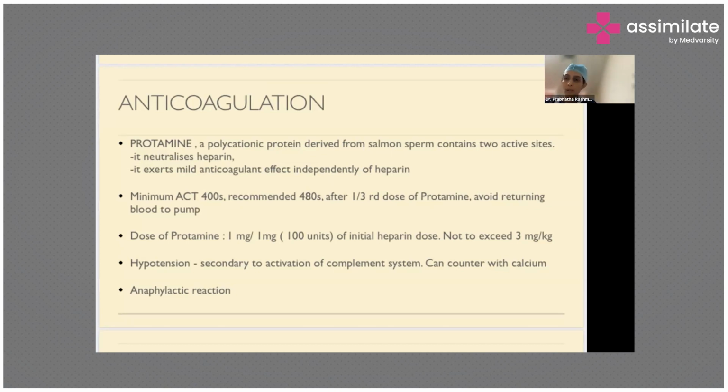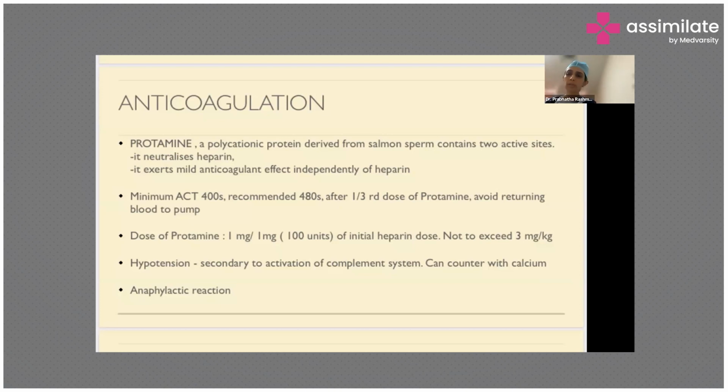So next, coming to hypotension, which is one of the complications of protamine, and it is because of the activation of complement system. Initially, whenever we start giving protamine after the surgery, the anesthetist gives a test dose, and we wait for some time to see if the patient is having any reaction to this protamine. If they do not have it, only then they continue with it till we are happy with the hemostasis.